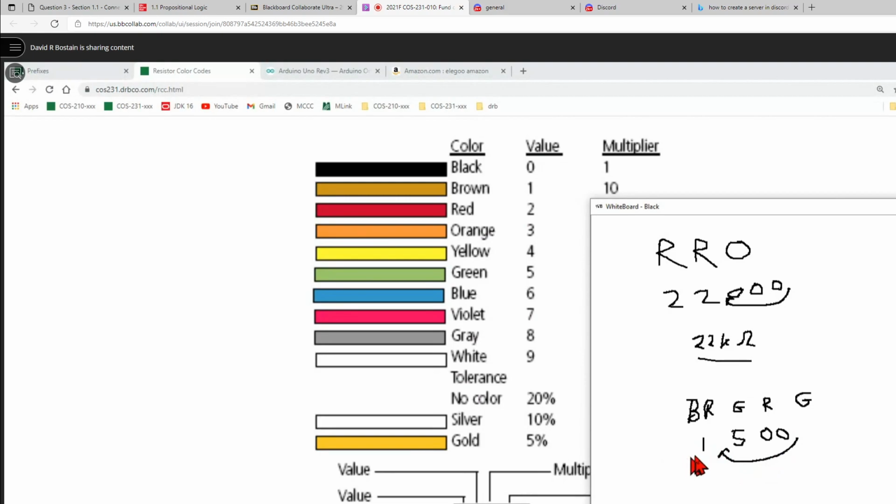Now, is there 1, 2, or 3 in this set and nothing beyond it? Absolutely. So we have 1.5. We moved it 3 in a positive direction. K ohms. Gold says 5%. So it's plus or minus 5% from that value.